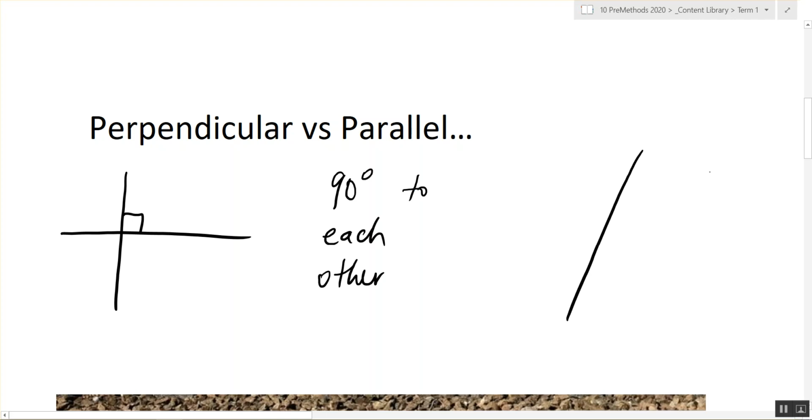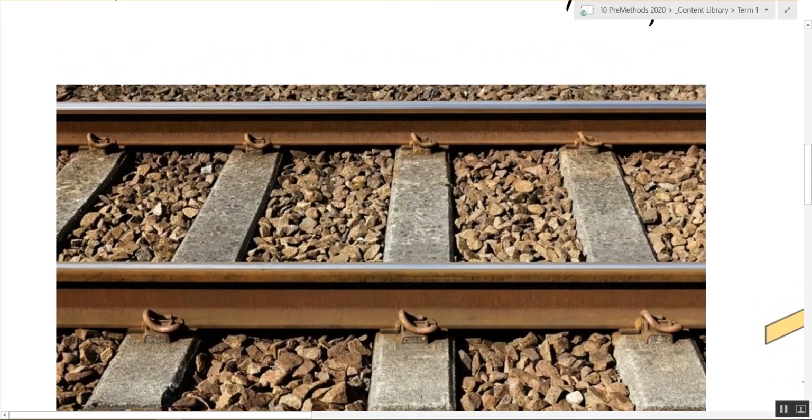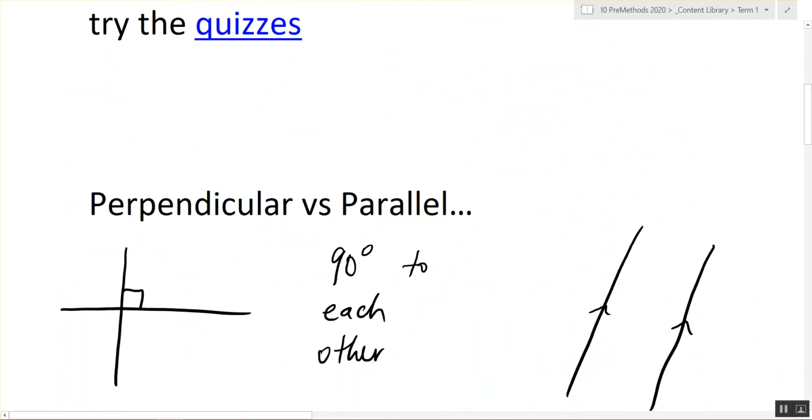Parallel, indicated by what symbol? Okay, so two lines are parallel when they are 0 degrees to each other. They are next to each other, like a train track. They never touch.